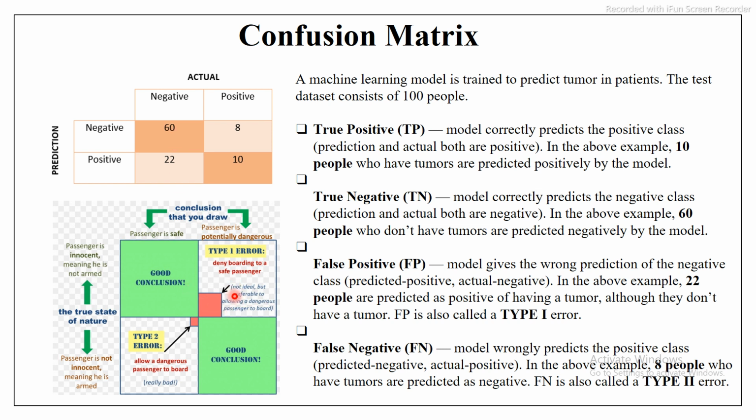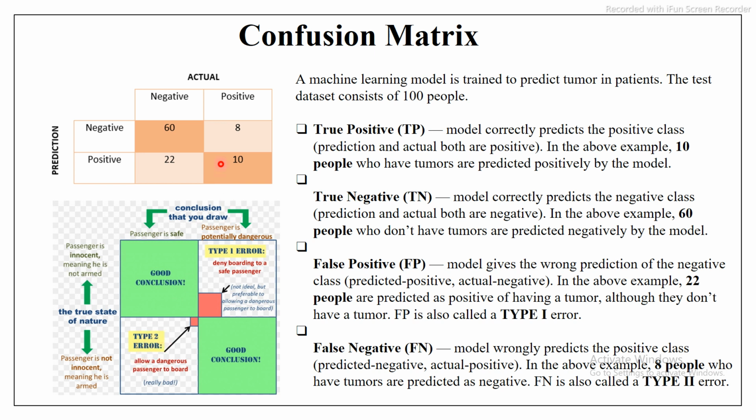Let's say a passenger. This one is a type 1 error, denying boarding to a safe passenger. A person is safe, but you are denying. But type 2 error is allowing a dangerous passenger to board. This type 2 error is problematic, it's really bad, because he is dangerous and you are allowing him to sit in the airplane. So how are you going to figure out and minimize this type 2 error?